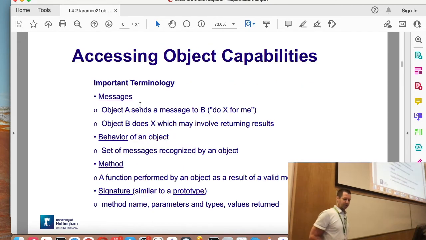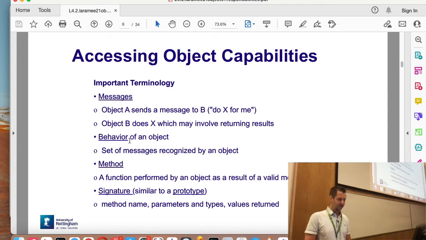So we want to also consider object capacities or capabilities. We're going to introduce some terminology here that's related to object-oriented design because this book uses some special terminology. Messages: object A sends a message to object B. That corresponds to a method in Java. Object B does X, which may involve returning results. That's the return part of the method.